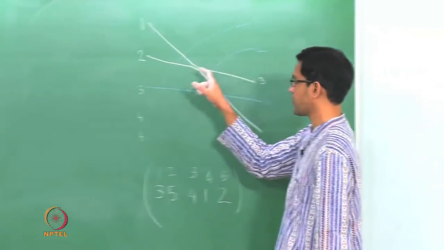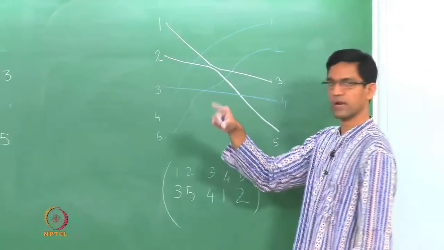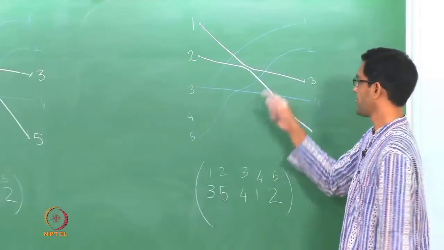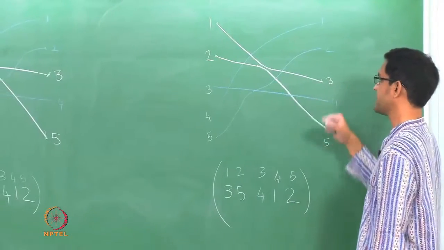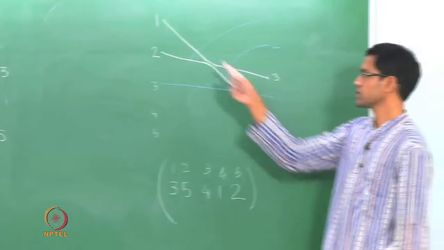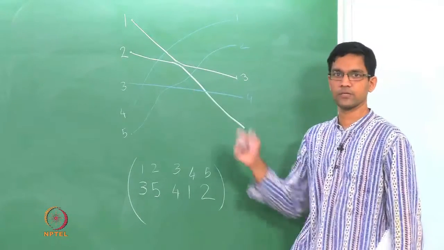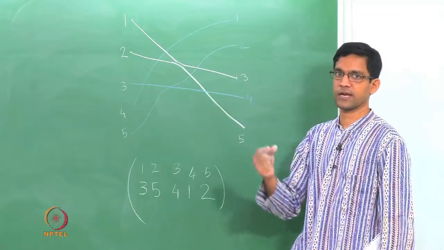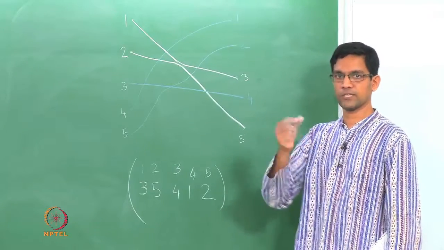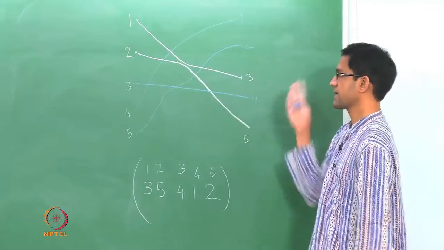You just erase that point of crossing and then let these 2 lines become non-intersecting. When you do that, what you have really achieved is swapping those 2 numbers, because now you are going to map 1 to 3 and you are going to map 2 to 5. Okay. So this is what happens at the level of crossing diagrams when you perform an adjacent swap, and the rest of the diagram is unchanged.